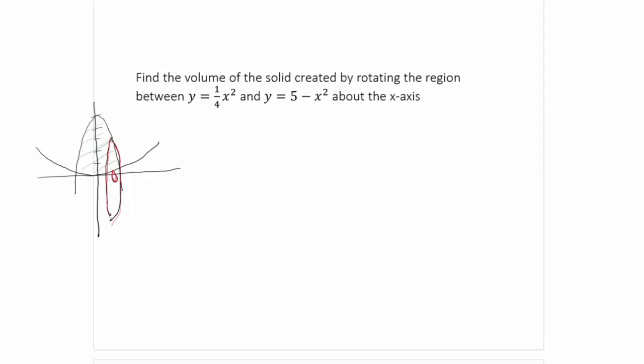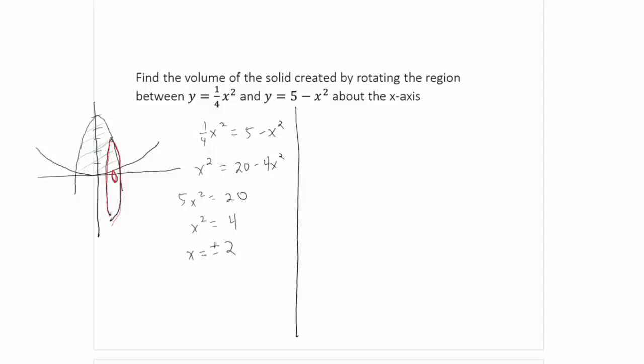Alright, so let's calculate where they intersect. We will solve the system of equations. Where is 1/4 x squared equal to 5 minus x squared? I don't want to deal with fractions, so let me multiply by 4. x squared equals 20 minus 4x squared. I'll add the 4x squared over. 5x squared equals 20. Divide by 5, and x squared equals 4. And by the square root property, x is positive or negative 2. And notice that there's a symmetry about the shape. Alright, and I think we'll use that symmetry to our advantage.